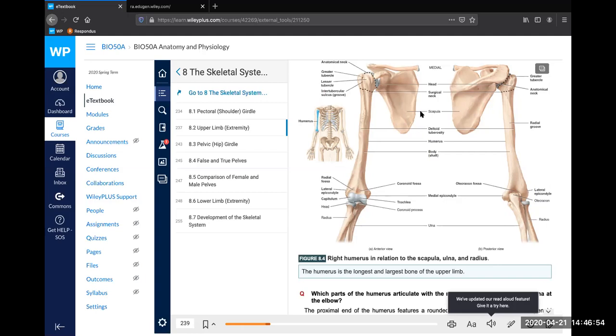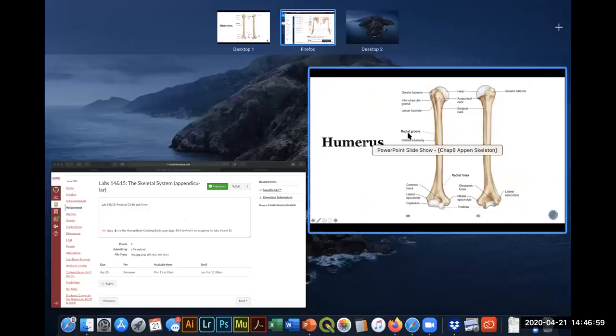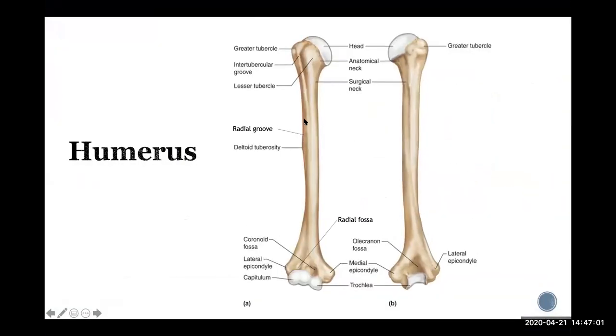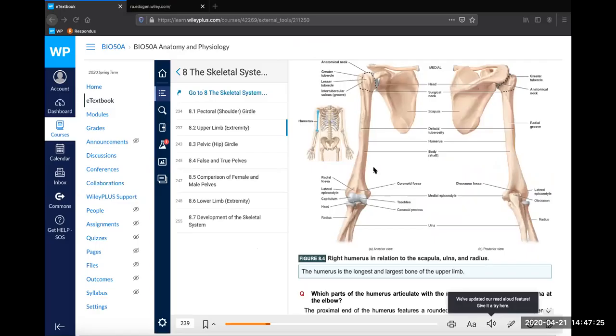It's pretty hard to differentiate on most accounts. If I were to ask you about it in an exam, I would specify which groove it is. For the deltoid tuberosity, you're going to want to know it's the only marking on the diaphysis, or the shaft, of this bone. So know your deltoid tuberosity. The radial groove is a groove that's right next to the deltoid tuberosity. It sits right up next to it.